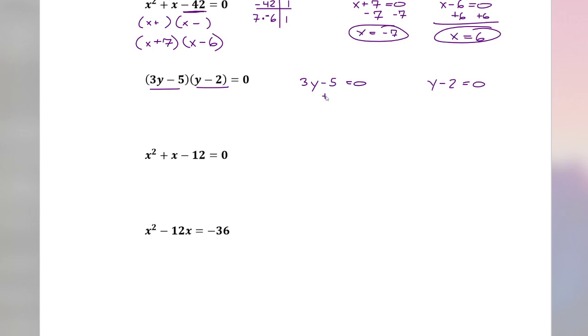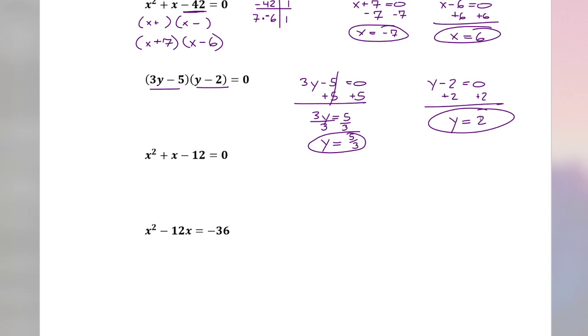So solve for y, so plus 5 cancels. Left with 3y equals 5, divide by 3, divide by 3. So we have a root of 5/3, so one solution. And then add 2. Next root, we have a root of 2. So 5/3 and 2 are ours. And you can verify using Desmos.